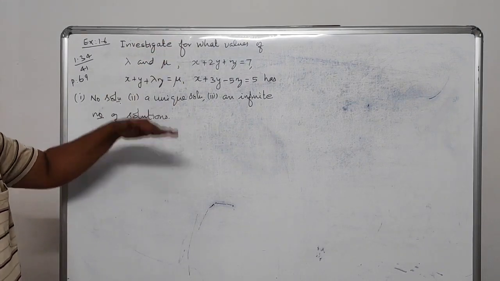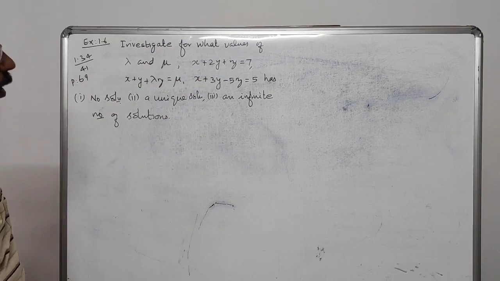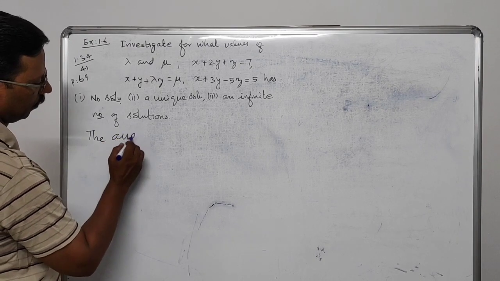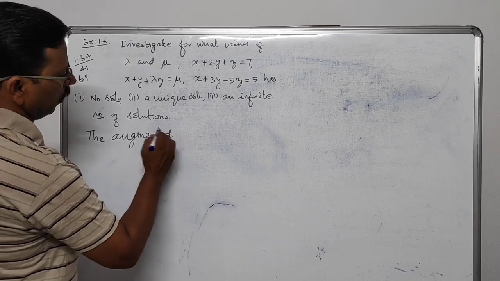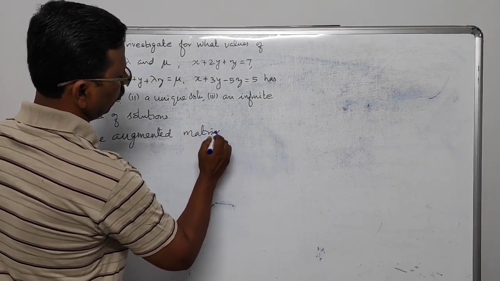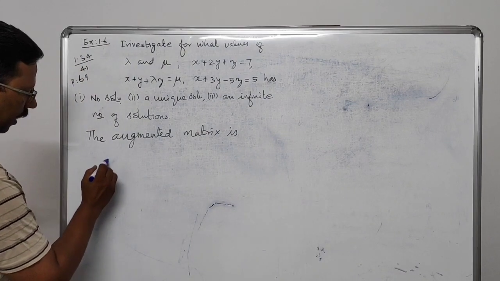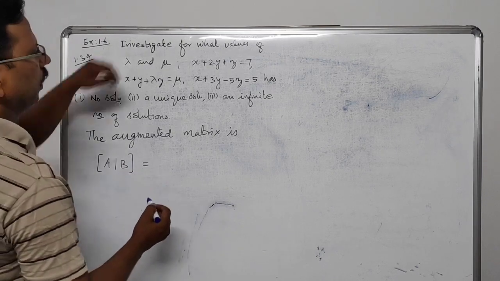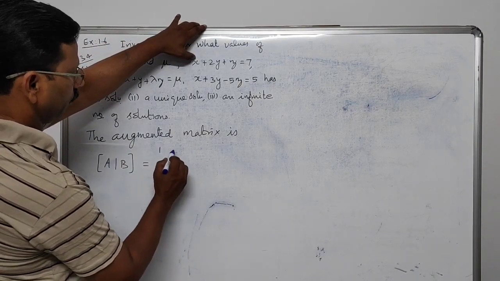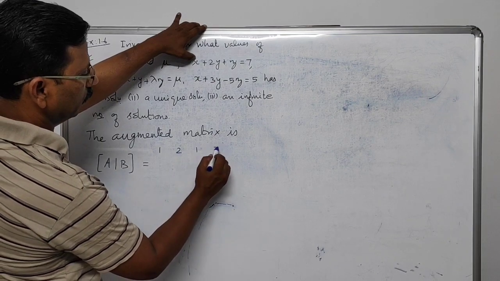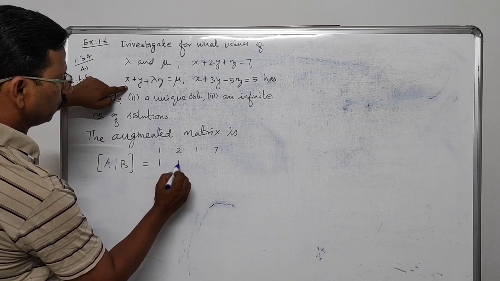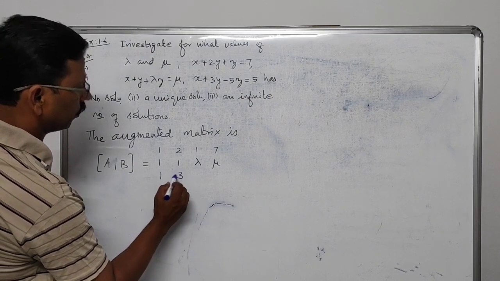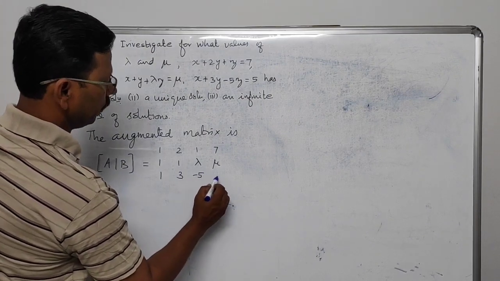In the previous class, we have discussed the same type of problem. Let us continue with this problem. Again, first you have to write the augmented matrix. The augmented matrix, just you can write [A, B], which is equal to, here first equation 1, 2, 1, 7. Second equation 1, 1, lambda, mu. Then third equation 1, 3, minus 5, 5.